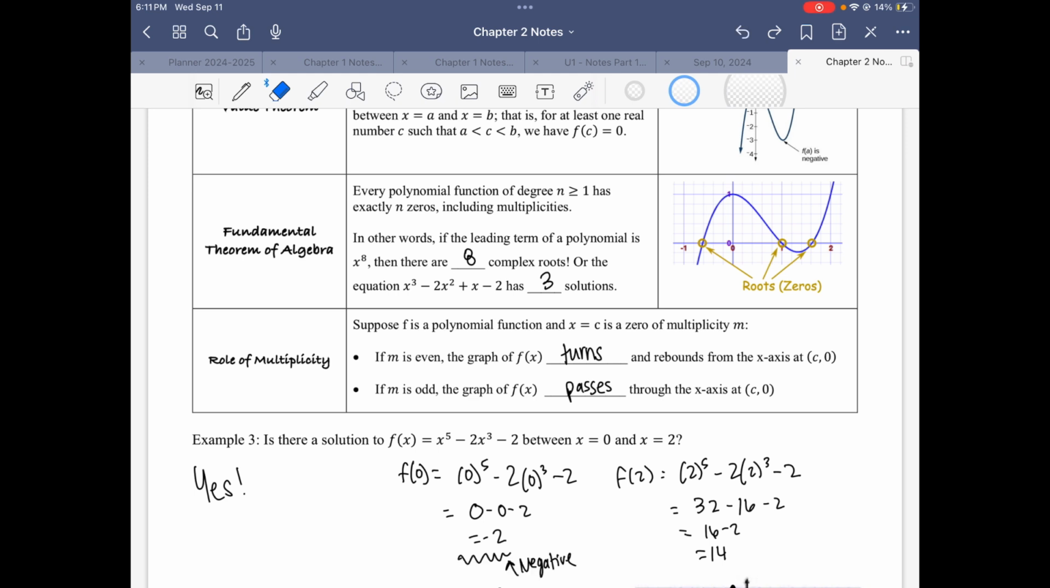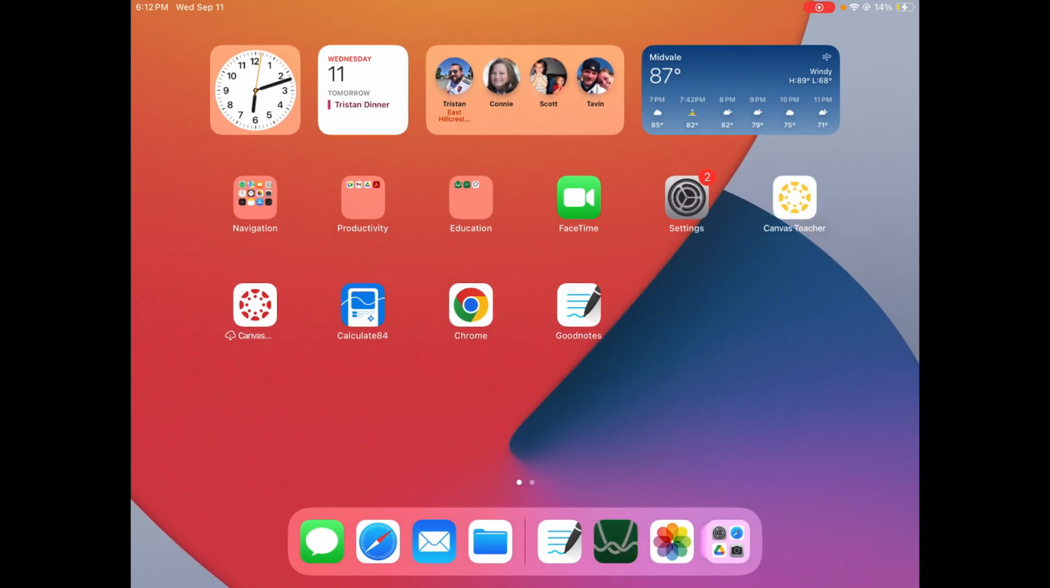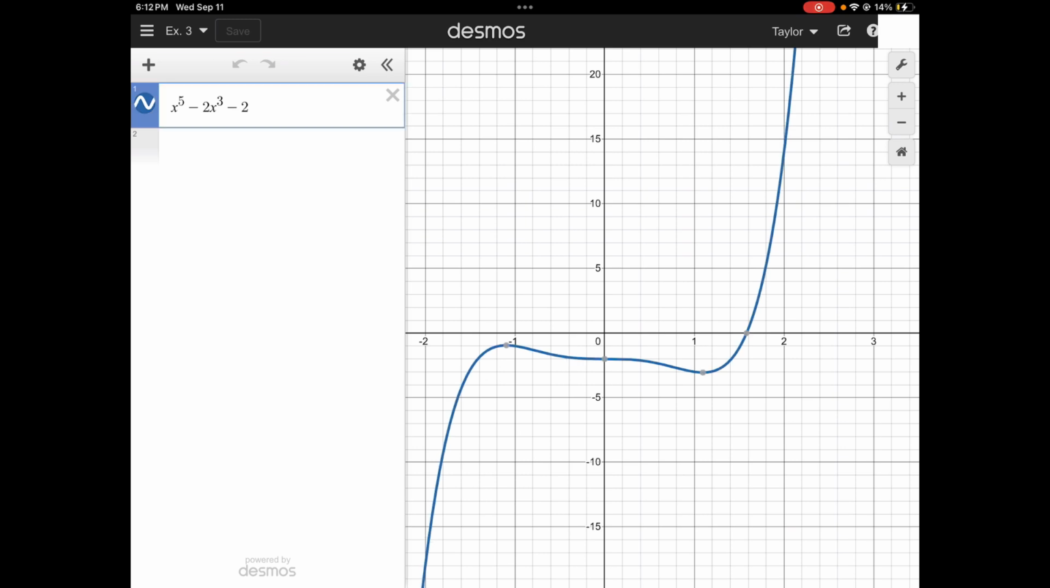The reason is because, hey, we're negative over here, we're positive over here. Somewhere, in order to change from a negative y value to a positive y value, we had to have crossed the x-axis. So yes, there is a solution between 0 and 2. Do I know where that solution is? Not necessarily, but I know that it exists. Just to prove it to you, here is the graph, and as you can see, there is indeed a 0 there between 0 and 2. In fact, it's at 1.58 something something, I don't know, but it is between 0 and 2.